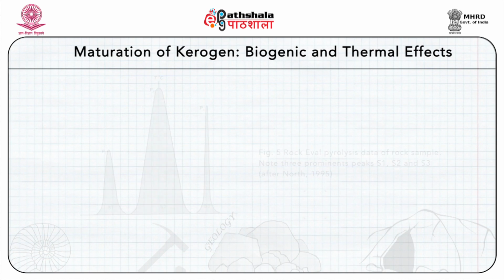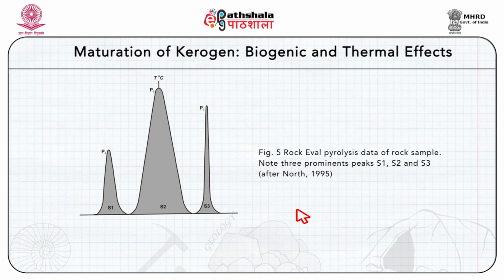Now, this diagram is basically the pyrolysis diagram. You can see the three different peaks, S1, S2 and S3, that I was just discussing, and the meaning of the three peaks that we get.